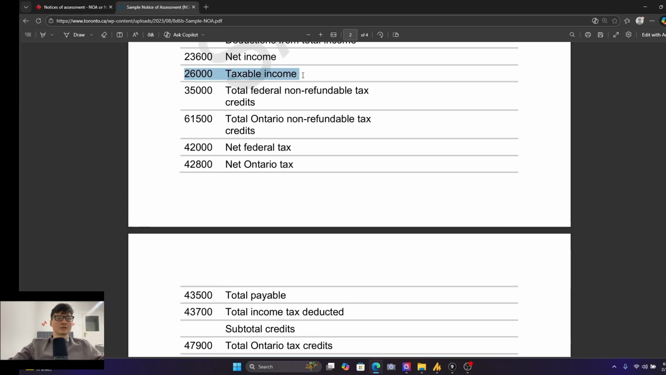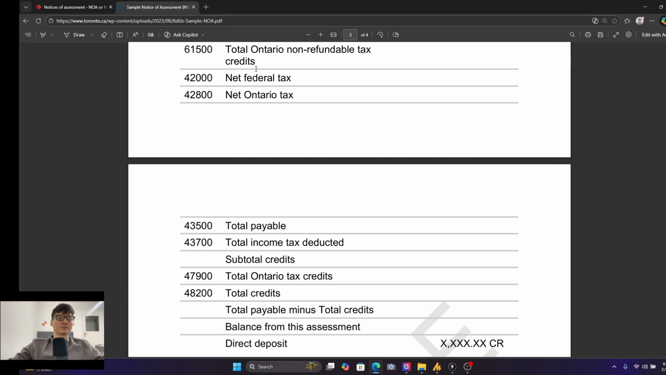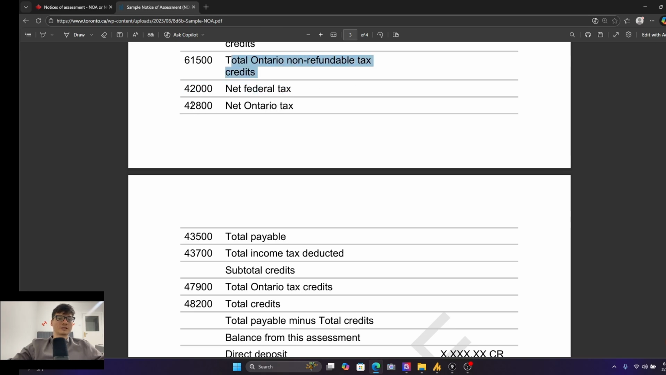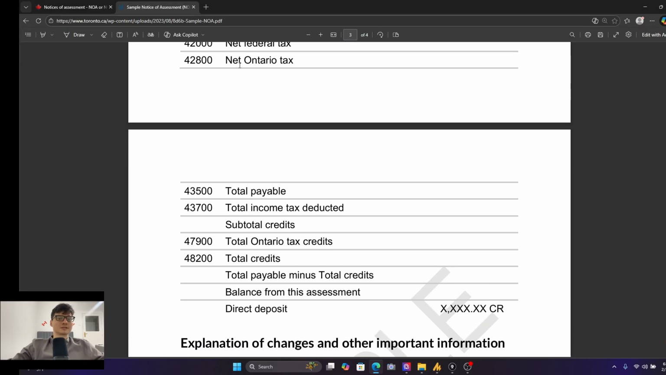Your taxable income continues, there are other deductions that have to be taken after net income. So this would be your net income for tax purposes. This is your taxable income, what actually gets taxed. Your total federal non-refundable tax credit, your total provincial non-refundable tax credit. So these are examples such as your basic personal, your spousal, etc.